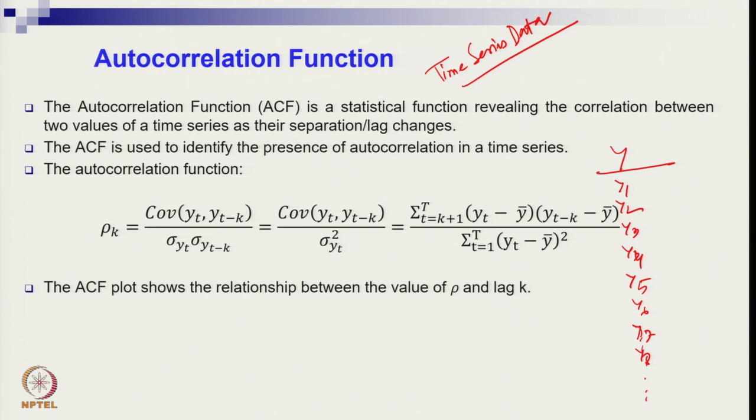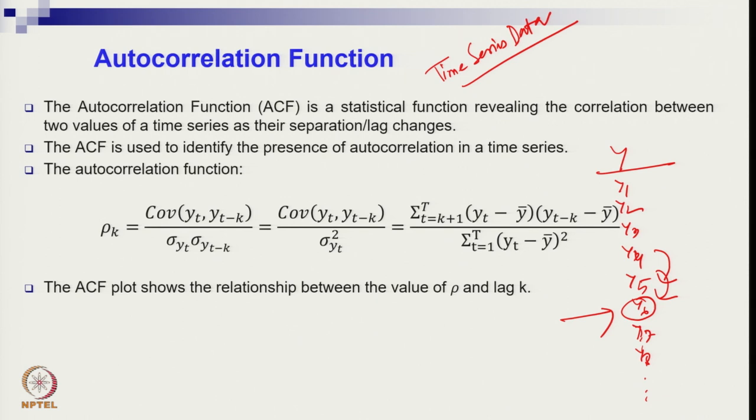What does it mean? It means that you want to see how your current data are being impacted by the past data. That means how your Y6 is impacted by Y5, how your Y5 is impacted by Y4, or how Y4 is explaining Y5. That you want to calculate. That we call a lag, past lag, 1 lag, 2 lag, 3 lag, like that. Like a stock price or temperature: how much impact yesterday's temperature has on today's temperature. So that correlation, that linear relationship, you want to find.